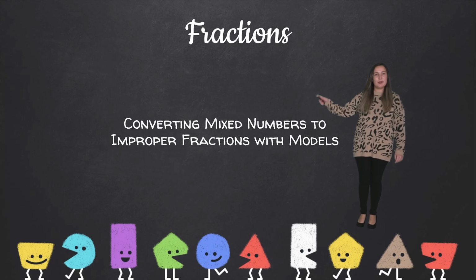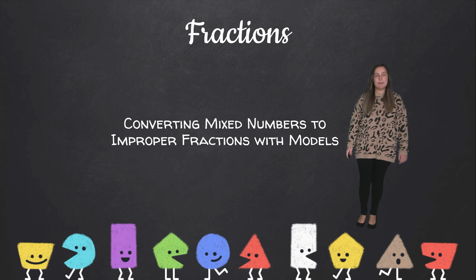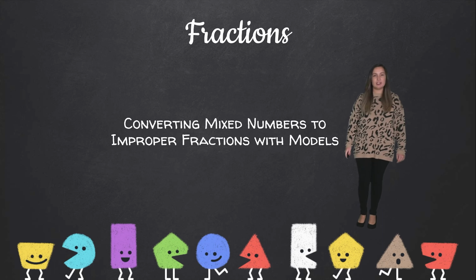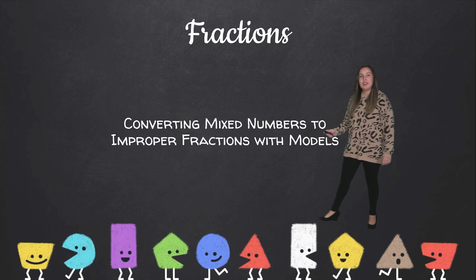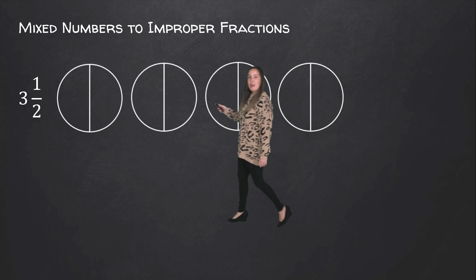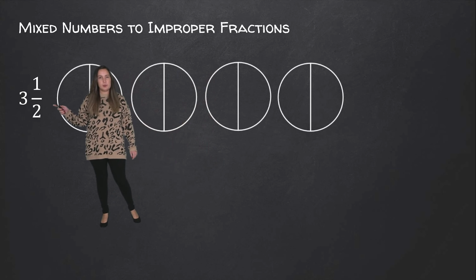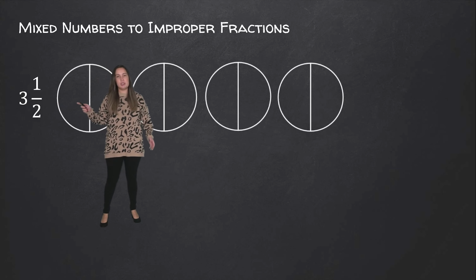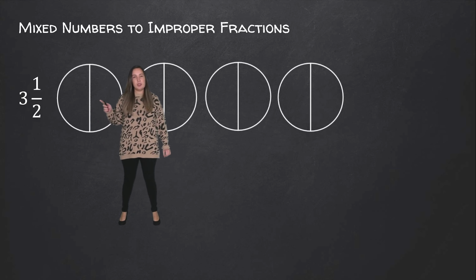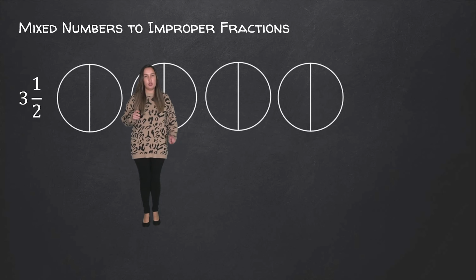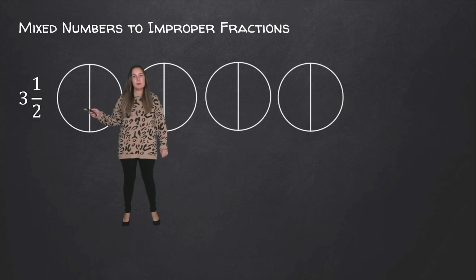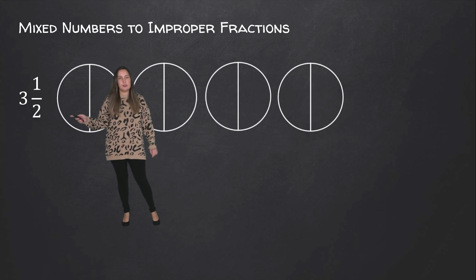Mathematicians, today we're going to be learning about fractions, more specifically how to convert mixed numbers to improper fractions with models. To get us started, we have 3 and 1/2. The 3 represents how many wholes we have, and then the half represents part of another piece that we have. So notice that all these shapes are split up into 2 equal parts, and that's because here we have a denominator of 2.